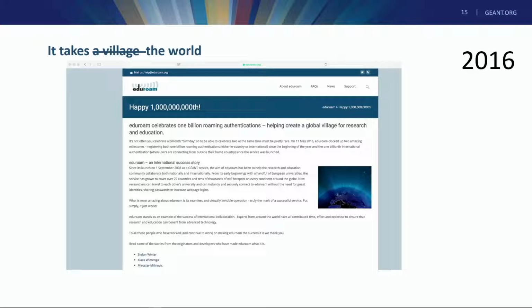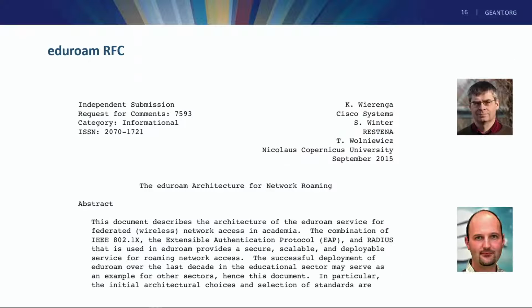So it grew. We got to 1 billion international roaming activities, to 1 billion a month total authentications, and we turned it into an RFC that, well, if you have worked in the IETF, you will know it takes years and years to get something standardized. So it was not until 2015 that we finally got our RFC published, but it's recognized as an architecture that is worth documenting in the standards body.